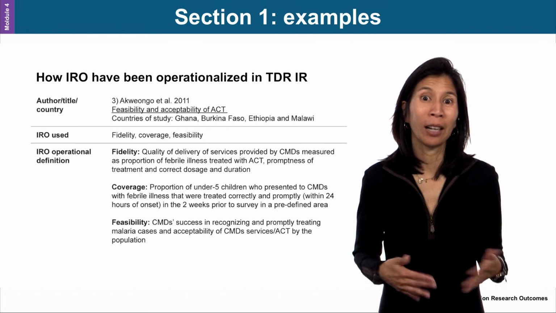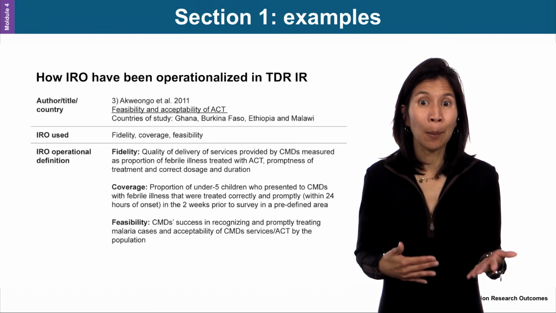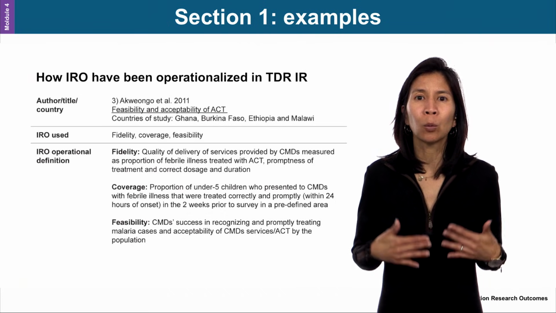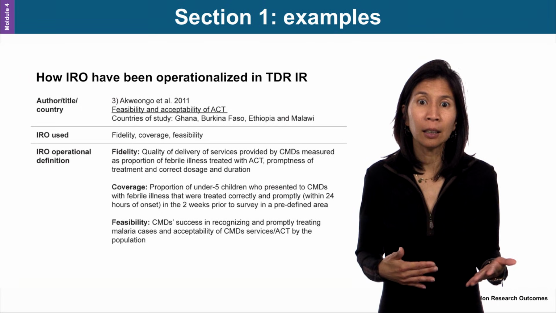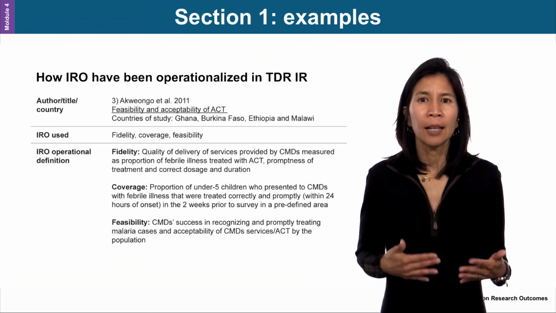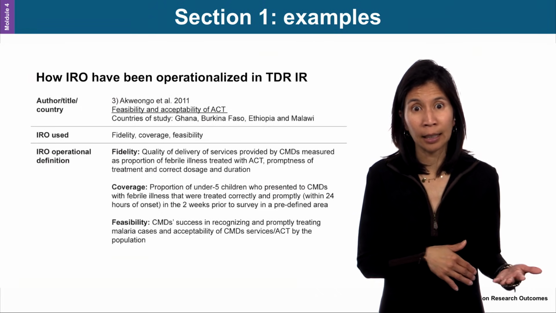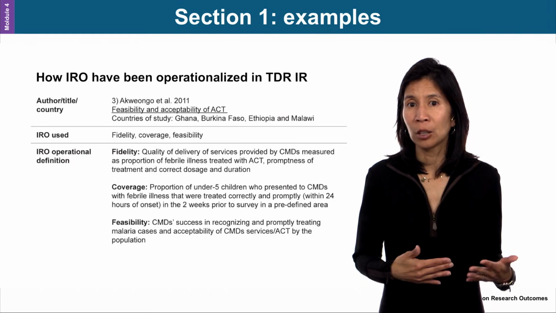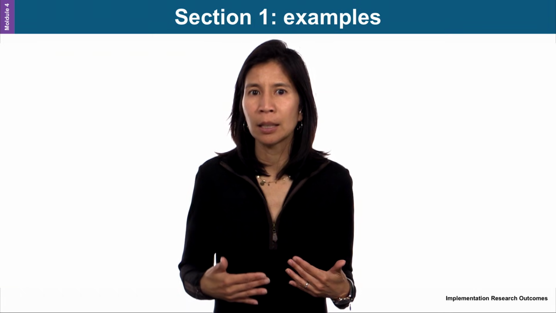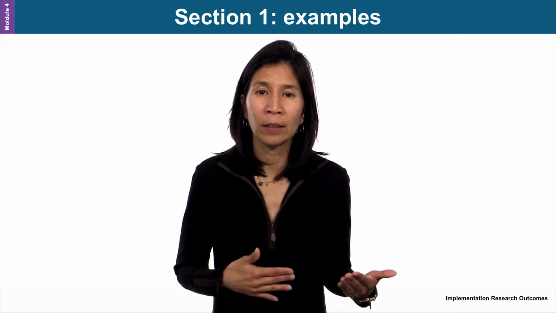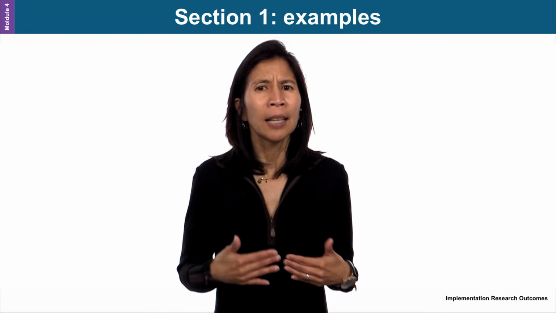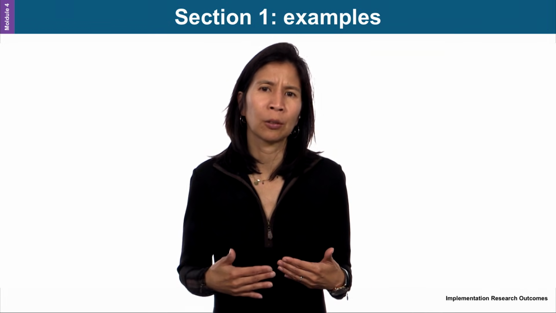In the study conducted by Akuwango, artemisinin-based combination therapy distributed through a community medicine distributor in rural areas in Ghana, Burkina Faso, Ethiopia, and Malawi was evaluated. The implementation outcomes of this study were fidelity, coverage, and feasibility. So you can see there were differences in implementation outcomes selected based on the goals of the intervention. And although both studies looked at coverage as an outcome, the operationalization was a little different.